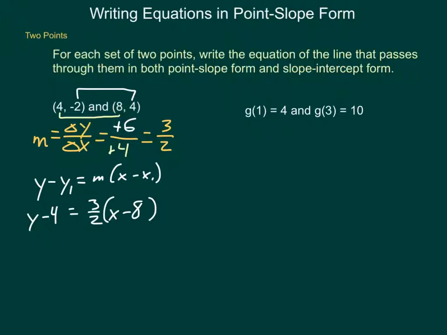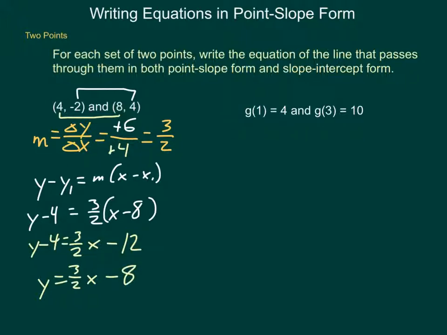In order to get slope-intercept, I'm going to have to solve this for y and simplify. So my first step, y minus 4 equals, I have to distribute my 3/2. I get 3/2 x. 3/2 times a -8 is a -12. Then in order to get y by itself, I add 4 to each side. Y equals 3/2 x minus 8.